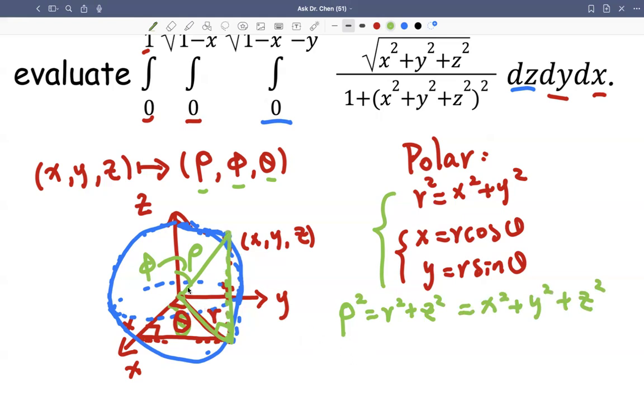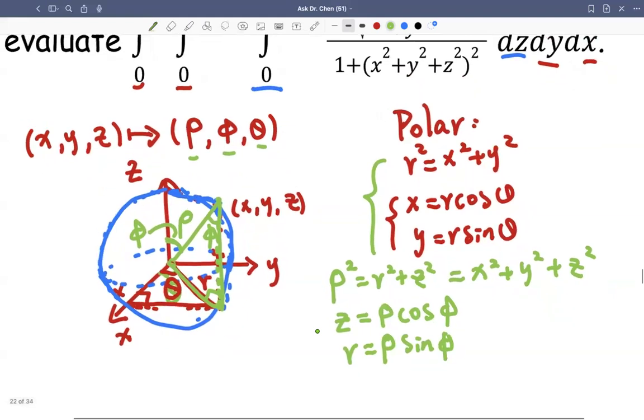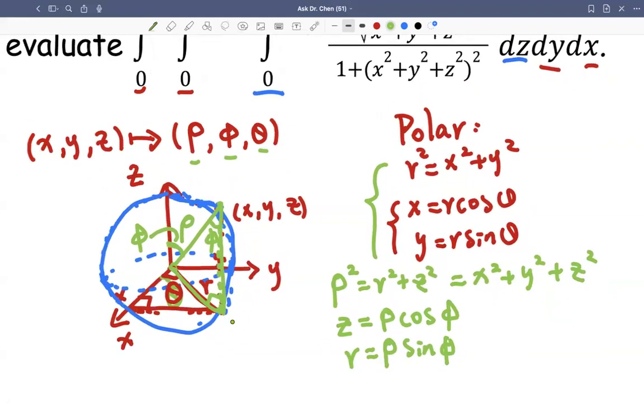Well, this, right? So we have this phi. So this angle is phi, and that means this angle is phi. Because of this, this green triangle gives another relationship. Z, the height of the triangle, equals rho times cosine phi, right? And also r equals rho sine phi. So I have this relation: r equals rho sine phi from this green triangle.